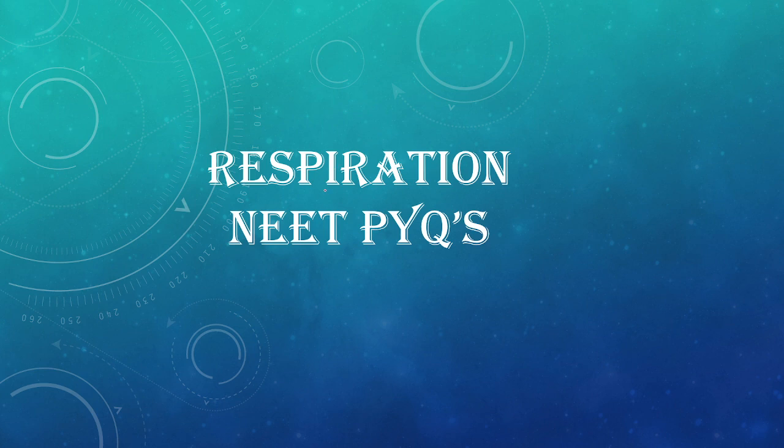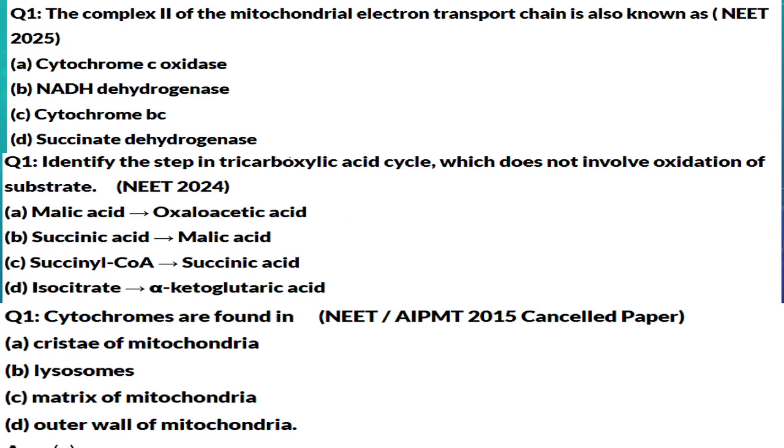In this video tutorial, we are going to discuss some of the PYQs of NEET from Respiration. First question is, the complex 2 of the mitochondrial electron transport chain is also known as.